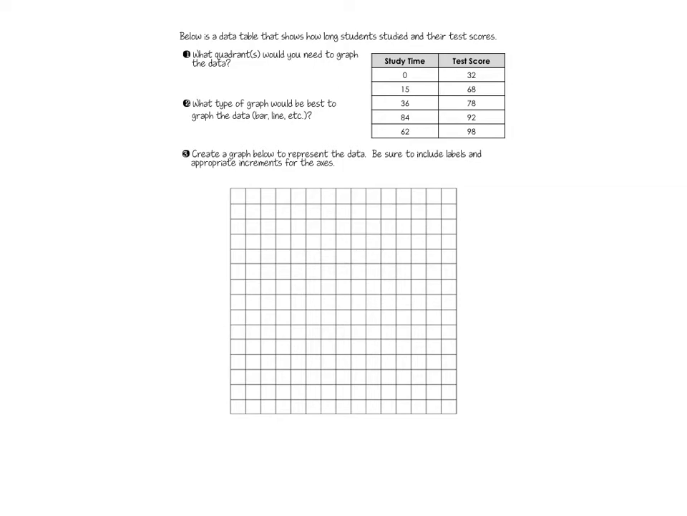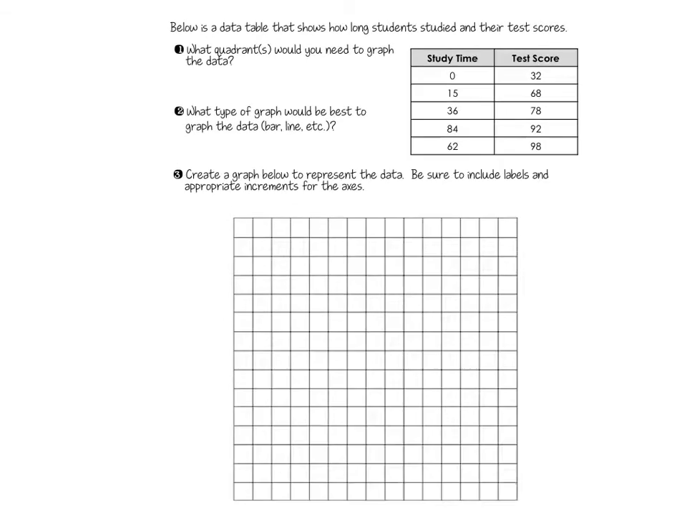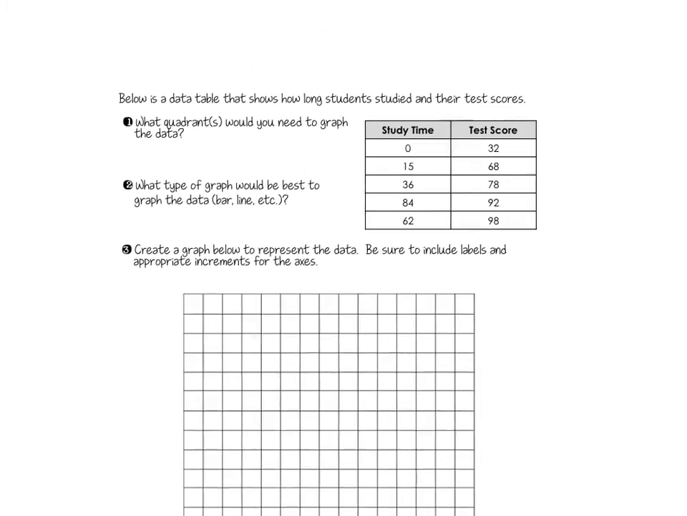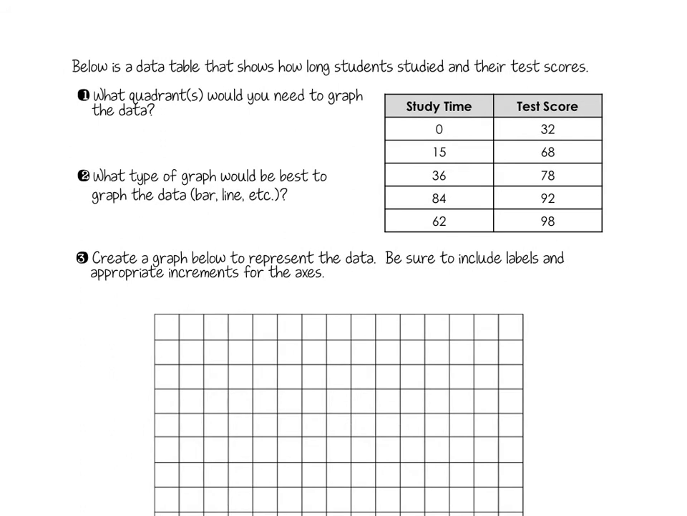Okay, so now we're going to actually construct a graph. This is a big point question on your test, but also it's something that is used a lot. You'll see graphs a lot in the real world, comparing a trend for something or that sort of thing. So it's a good thing to have a knowledge of. So below is a data table that shows how long students studied and their test scores. So first of all, what quadrant would you need to graph this data?